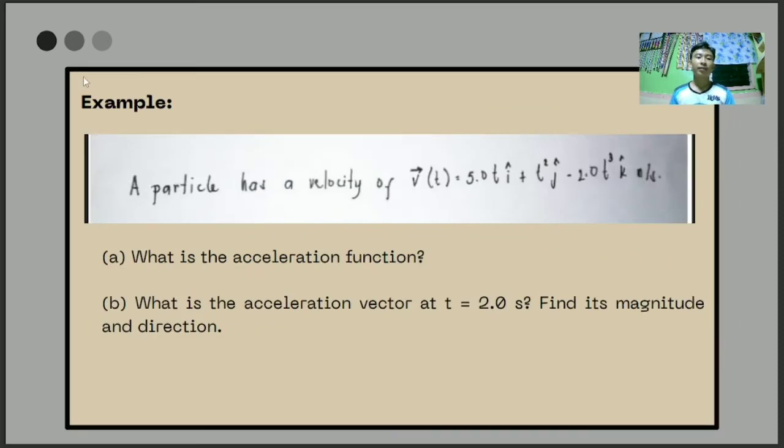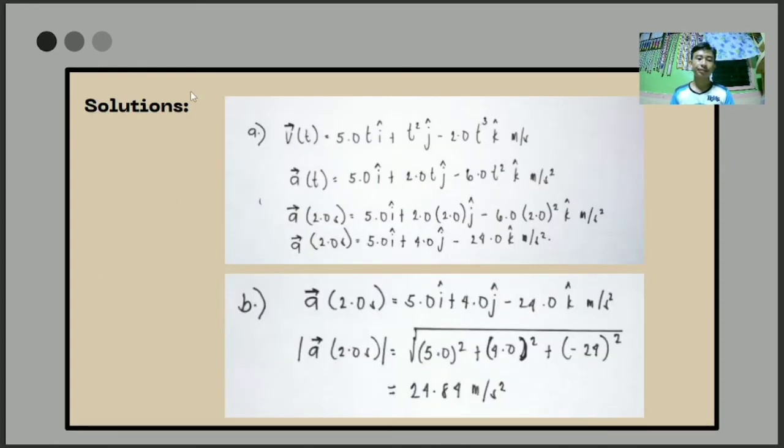So now let us have an example. A particle has a velocity of v of t is equal to 5t i hat plus t squared j hat minus 2t cubed k hat meters per second. What is the acceleration function and what is the acceleration vector at t equal to 2 seconds? Find its magnitude and direction. So, solution.